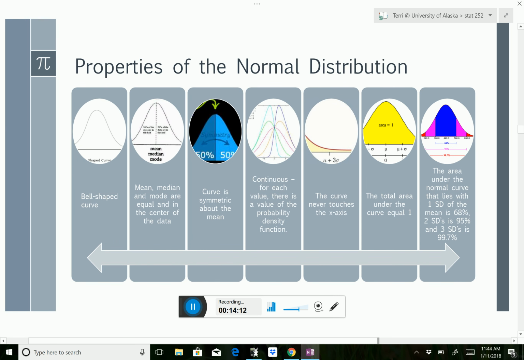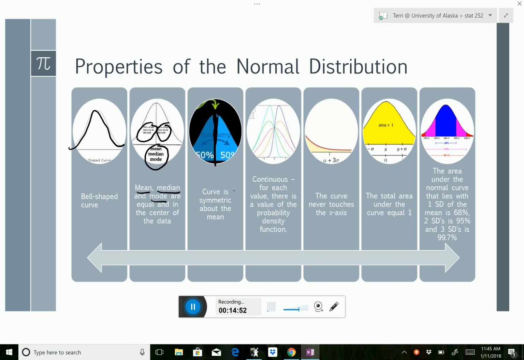So let's talk a little bit about some properties of the normal distribution. Number 1, first and foremost, it is a bell-shaped curve. Second, the mean, median, and mode are equal and in the center of the data. So I don't know if you can read this little tiny print. 50% of the data are in this half. 50% of the data are in this half. Again, the curve is symmetric about the mean. So I could fold the normal curve right here, and everything would meet up perfectly.